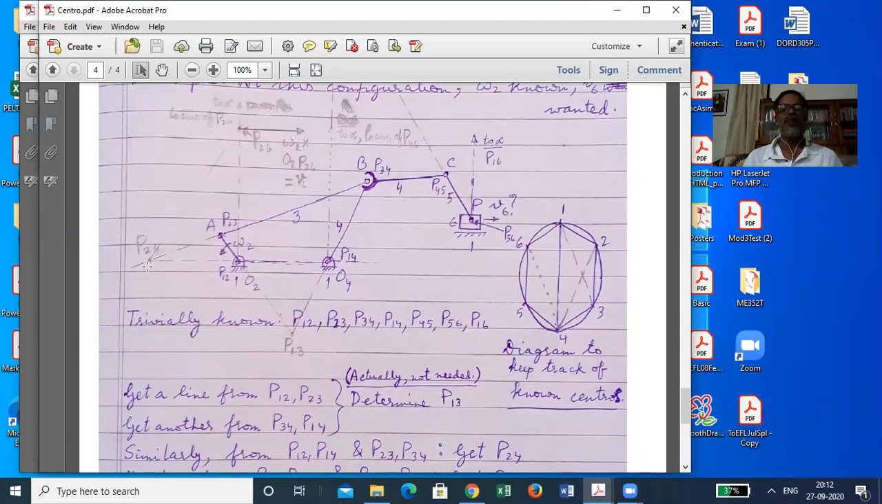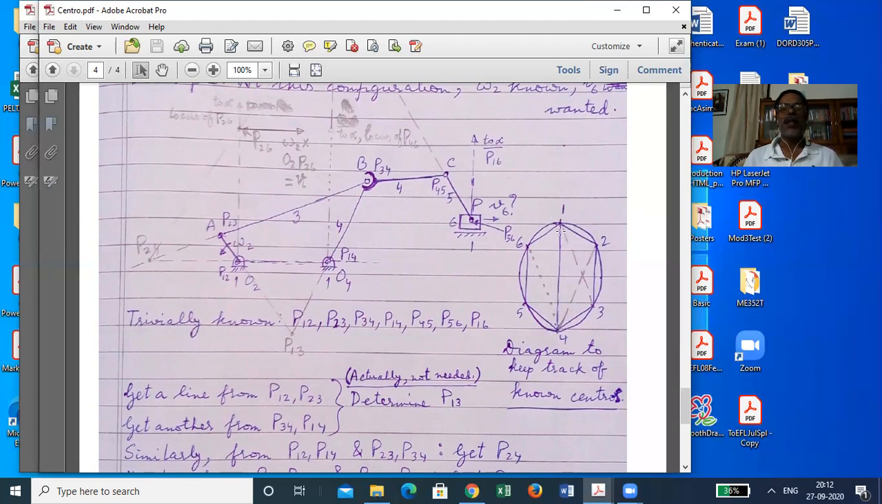Fine. So as you determine P24, you connect this with a dashed line. I am showing with a dashed line to show the order of this determination, after this round is over.